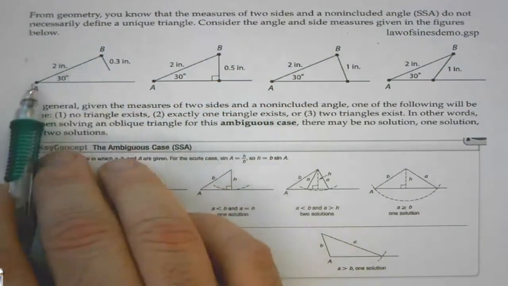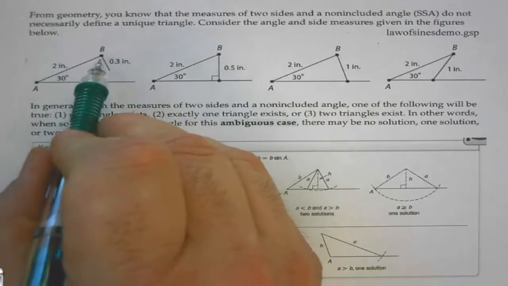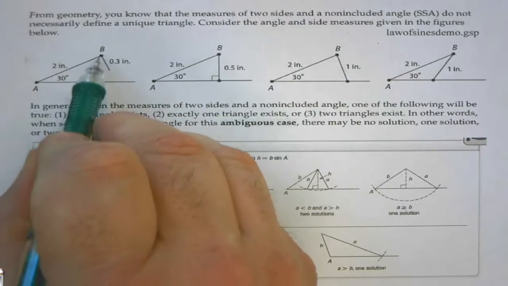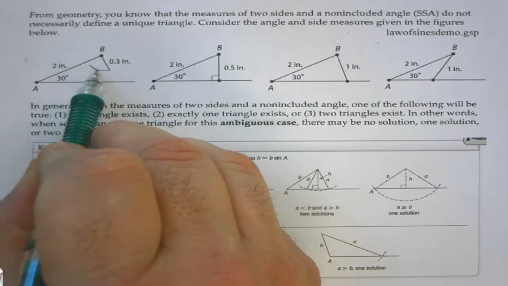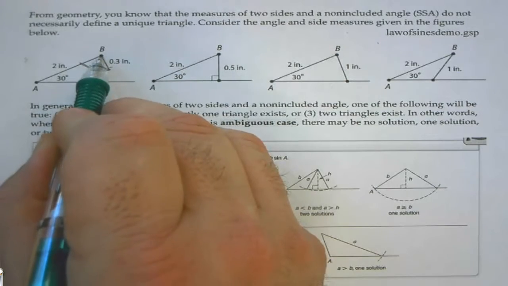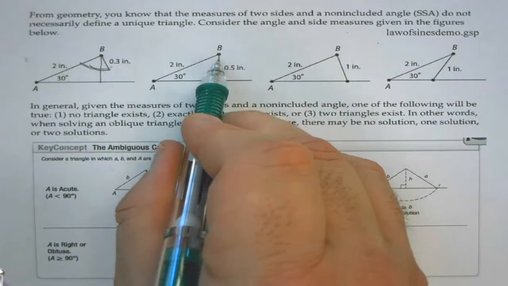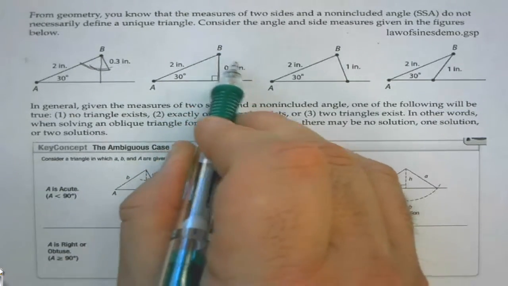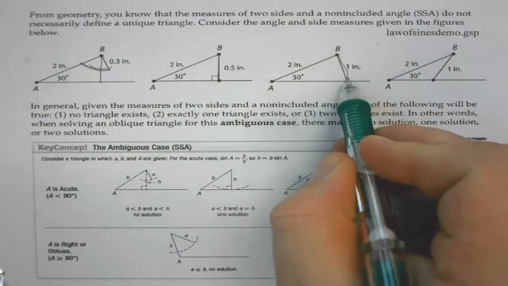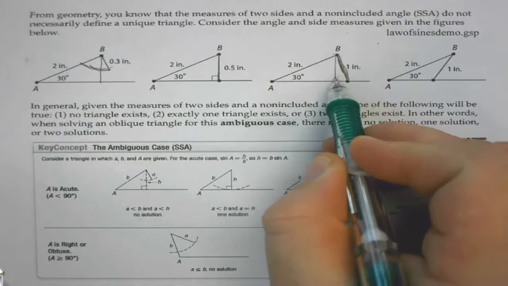So what if side A was 0.3 and C was 2? Well, the height with a 30-degree angle is too high for this side to reach, so this side would just swing. In this case, if we compared this side to the height, we wouldn't have a triangle at all. Now, if the height was exactly 0.5 and this side was 0.5, then we'd have a right triangle. If this side was 1 inch long and we compared that to the height, it would be slightly longer than the height, so we'd have a triangle.